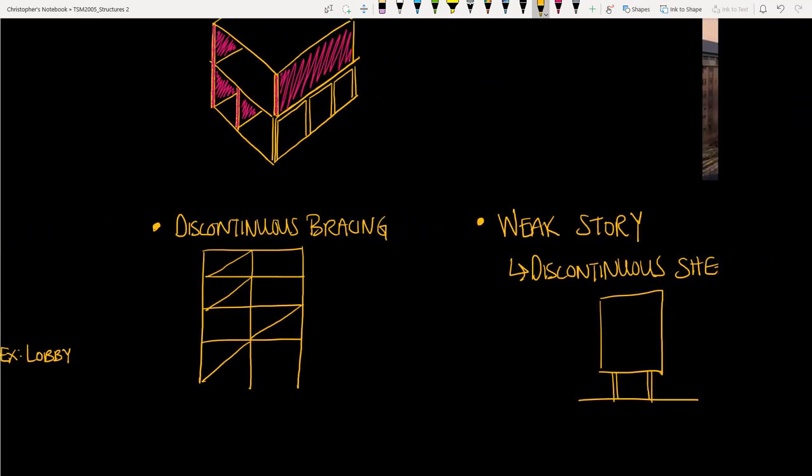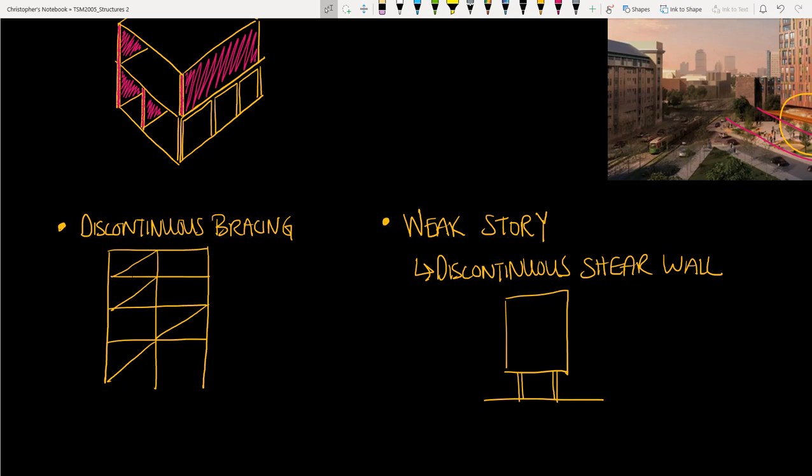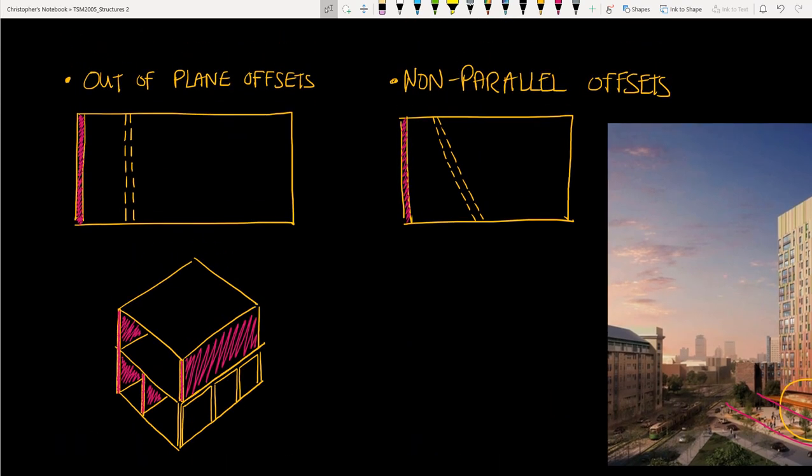Lastly, we have discontinuous bracing and weak story. Discontinuous bracing is when we change the location of a brace along a brace frame. And weak story is when we discontinue a very rigid lateral system like a shear wall before it reaches the ground level. And these two are similar to the upper two plan irregularities that we talked about earlier, as we are making the lateral system discontinuous, or we're creating a kink in the lateral force resisting system.